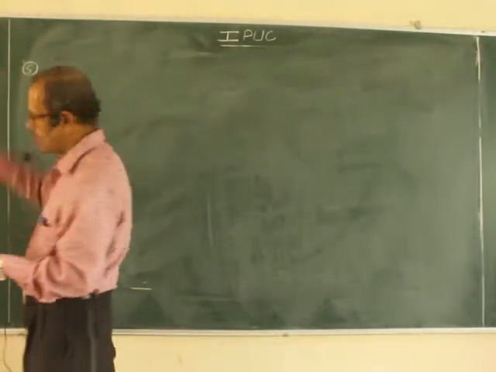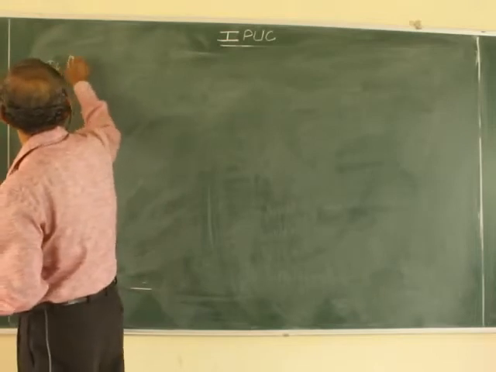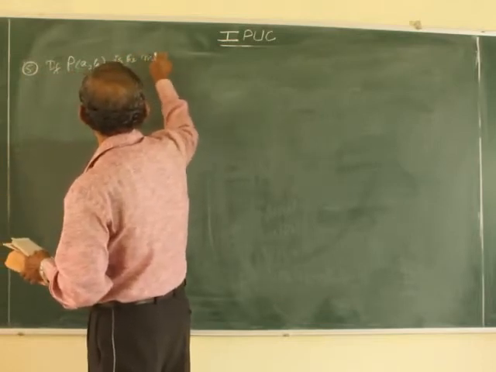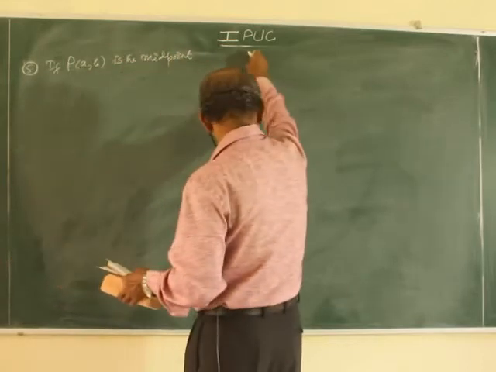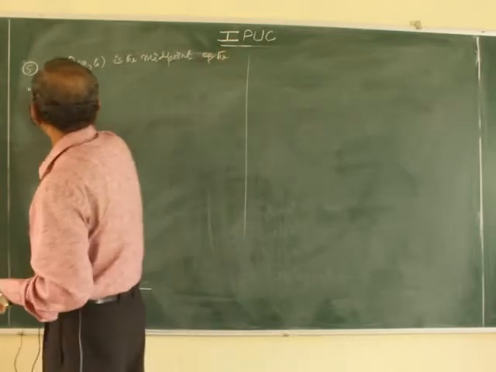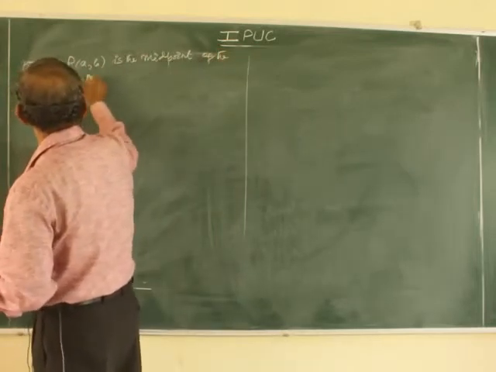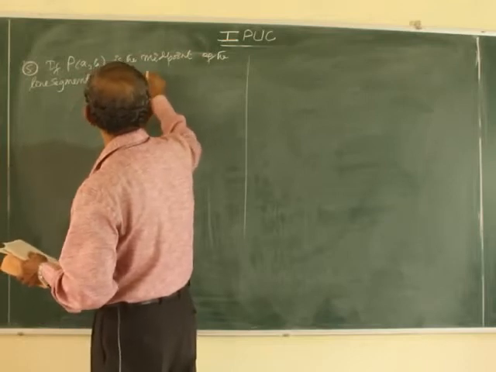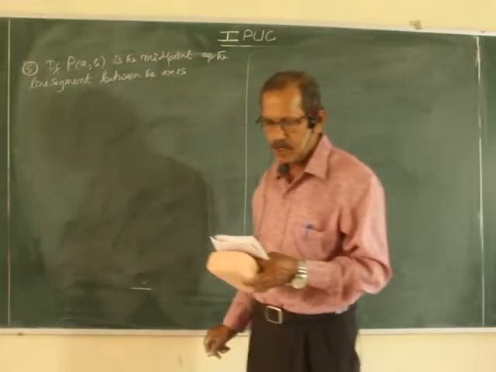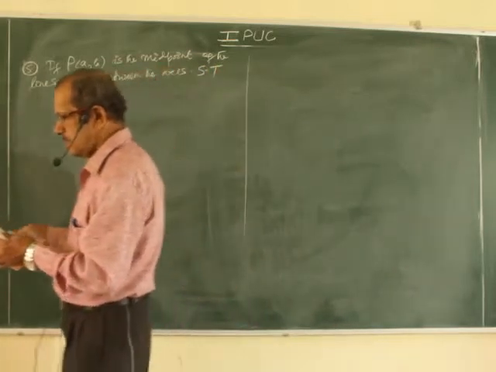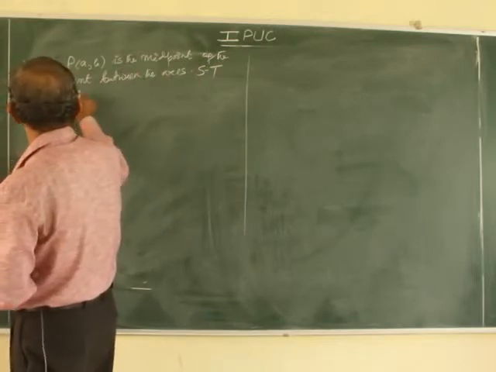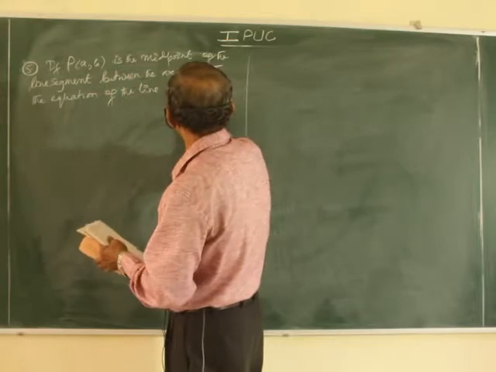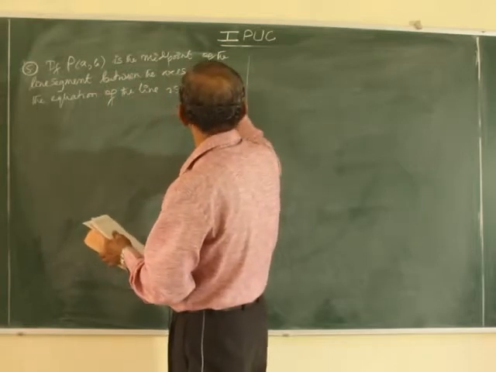Problem number next. If P(a, b) is the midpoint of the line segment between the axes, show that the equation of the line is x by a plus y by b equal to 2.